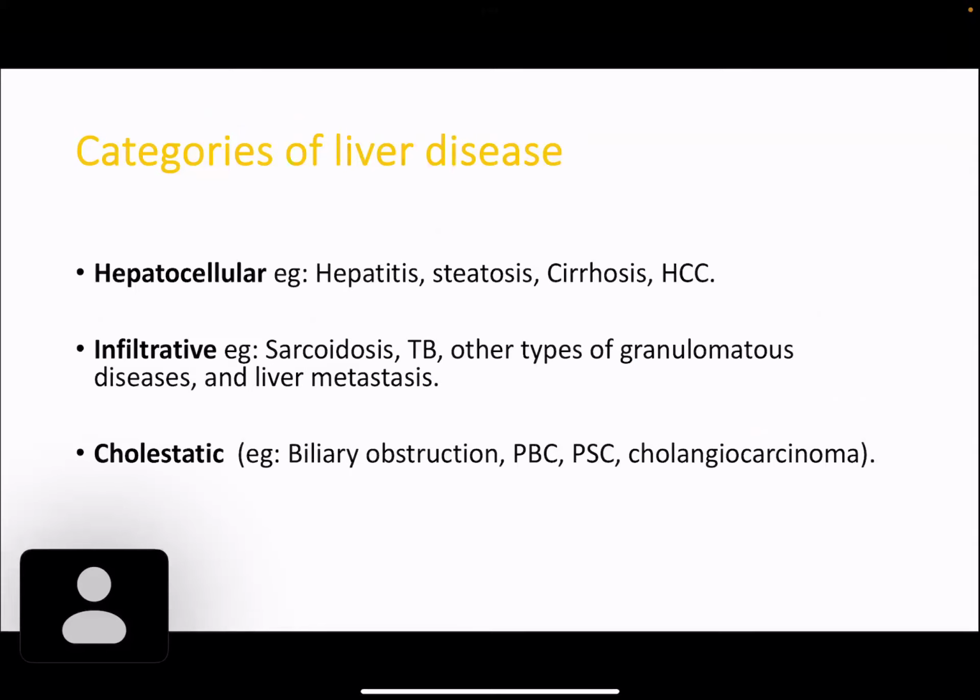So liver diseases are, according to the type of injury or pathology, categorized into 3 main types: the hepatocellular. Good examples include different types of hepatitis, acute or chronic hepatitis, steatosis, fatty liver, cirrhosis, and hepatocellular carcinoma. So all these are good examples of conditions that cause hepatocellular inflammation or injury.